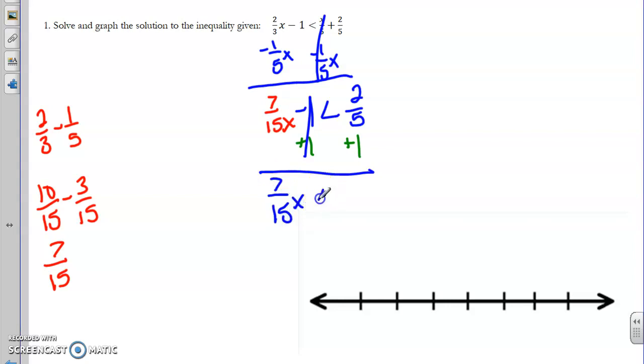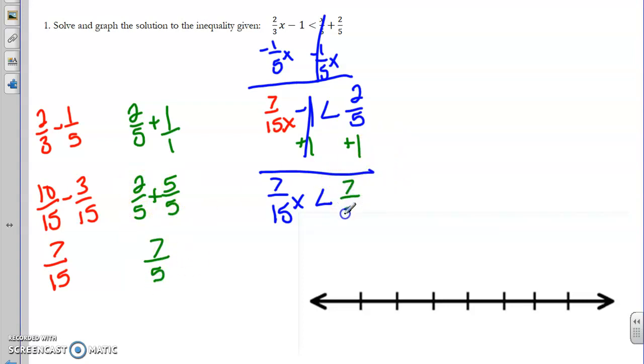7/15 x is less than, got to do some side work again. So 2/5 plus 1 means that I need to make that a fraction. Common denominator between 5 and 1 is 5. Do not have to change him. He's already 5. But if I multiply that one by 5, I get 5/5. 2/5 plus 5/5 gives me 7/5. So bring that back into my equation.